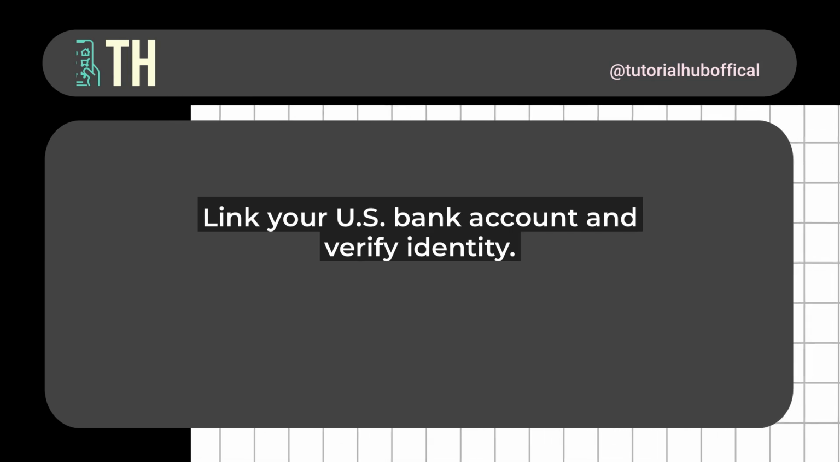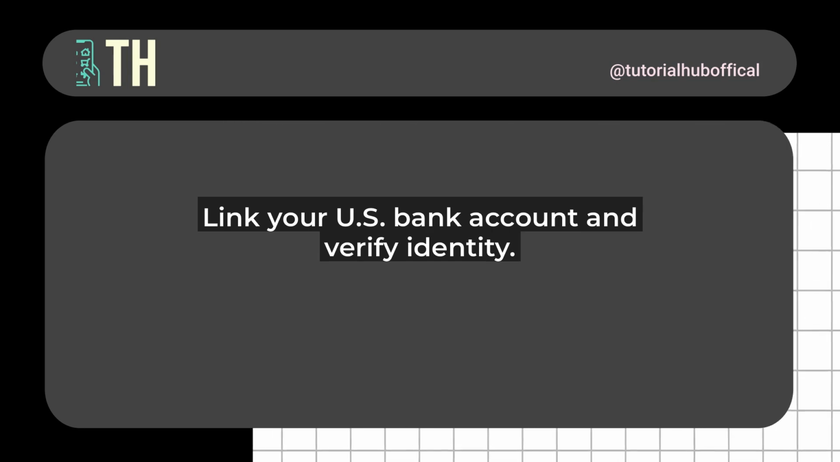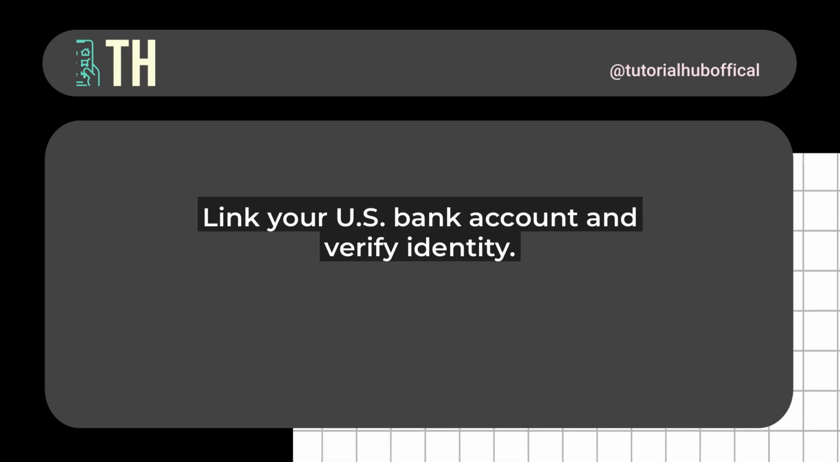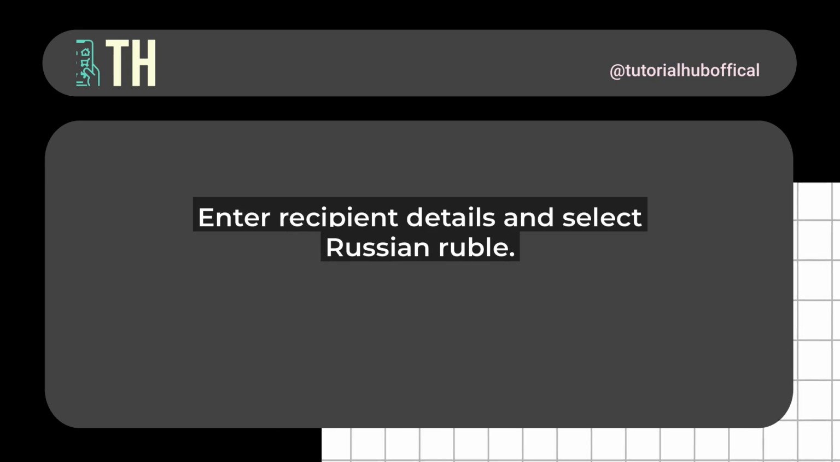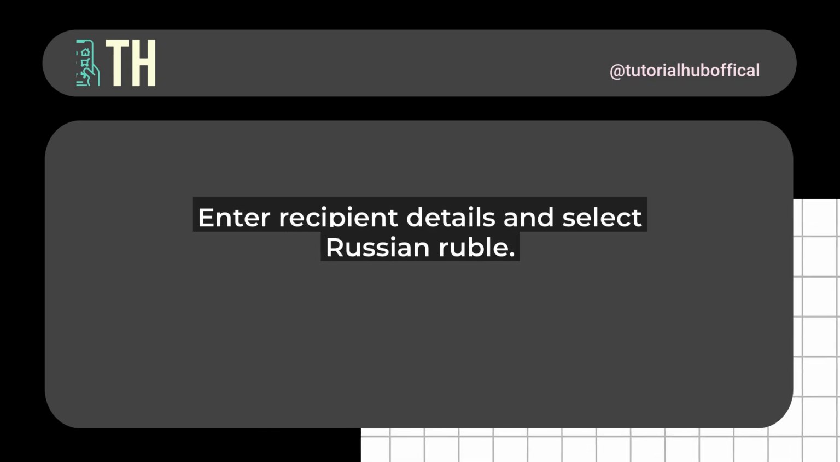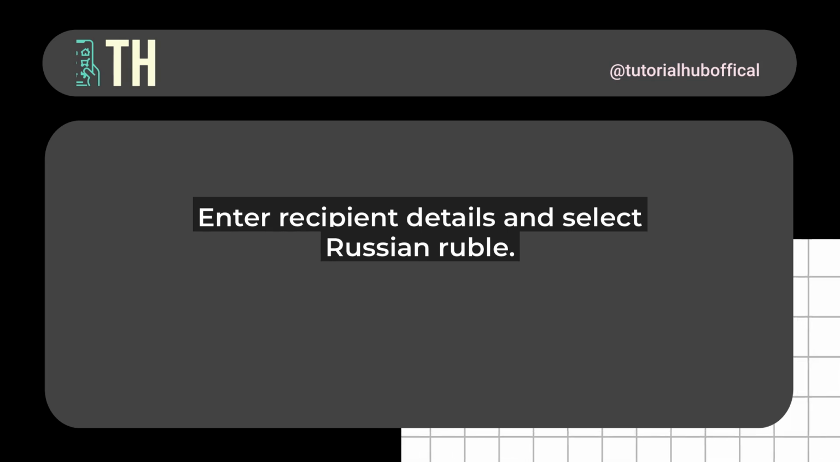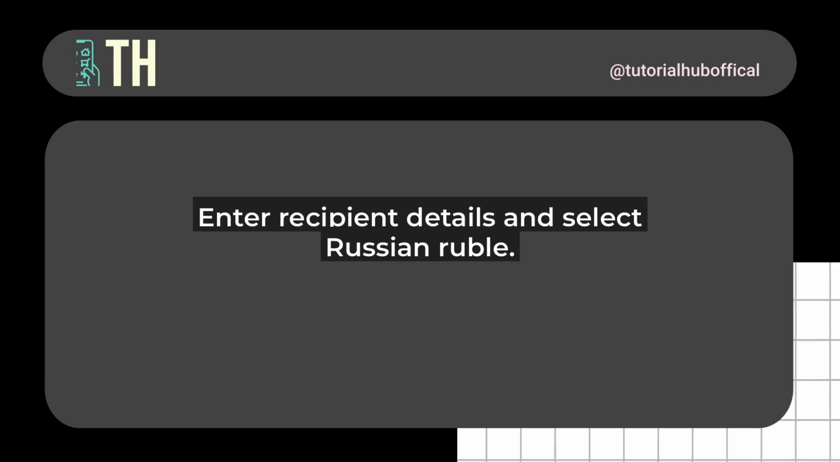Now, onto the methods. One popular option is using digital services like Wise or Revolut. These platforms offer competitive exchange rates and low fees. To get started, sign up for an account on their website or app. It's quick and usually free. Once you're in, link your US bank account or debit card. Remember, you'll need to verify your identity, so have your ID and proof of address ready.